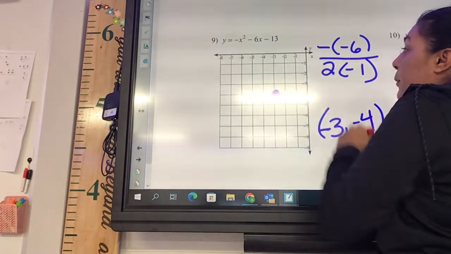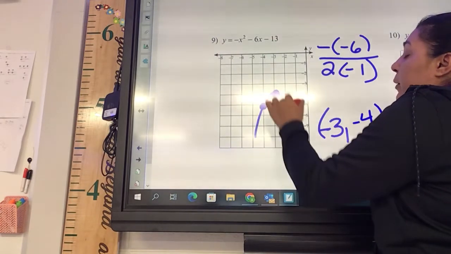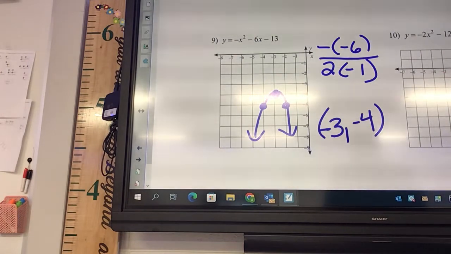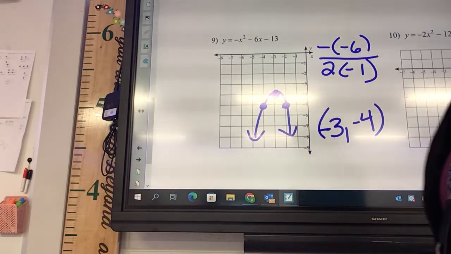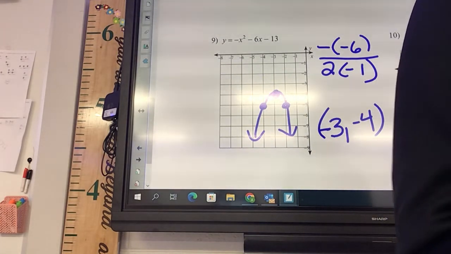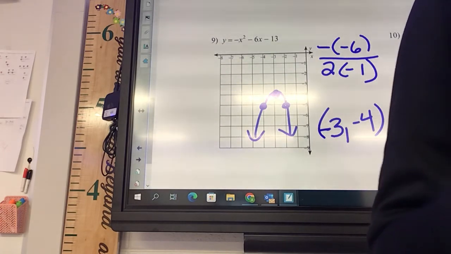Is this gonna open up or down? Down. What's the first point we plot called? The vertex, okay? That's where that graph starts. I'll tell you right now, it's gonna ask you what is a vertex on your quiz. What's a vertex? The first point you plot, okay?